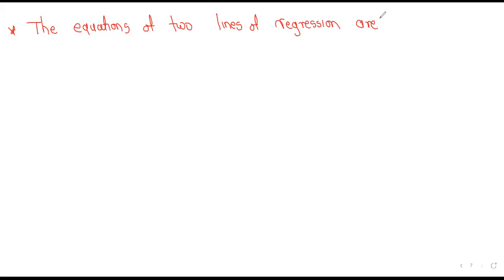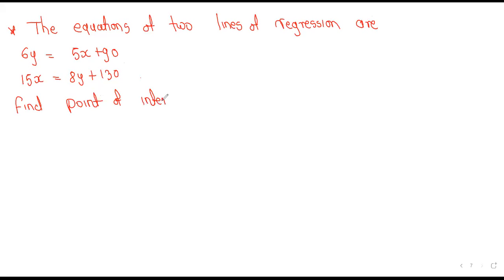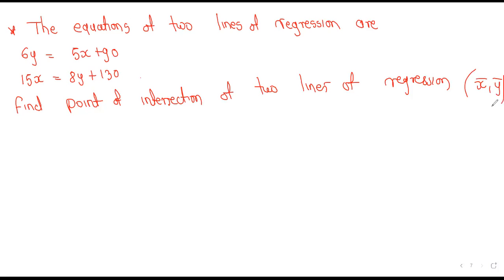The first one is 6y is equal to 5x plus 90, and the second one is 15x is equal to 8y plus 130. So we have to find the point of intersection of two lines of regression. Okay, so how to find the point of intersection of two lines of regression, that is x bar and y bar? We have to solve these two simultaneous equations.